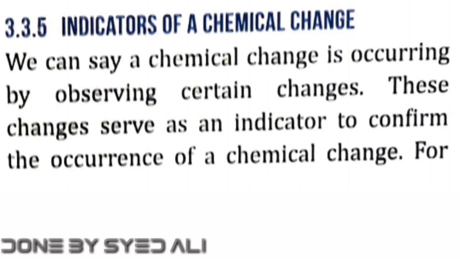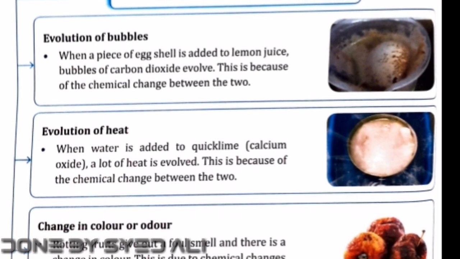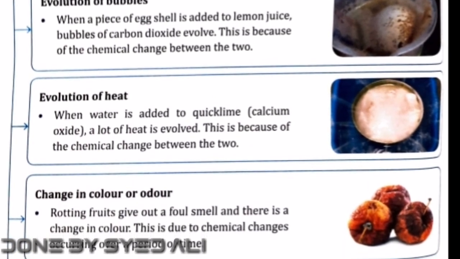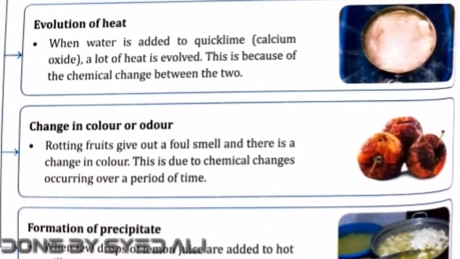Let us study indicators of a chemical change. We can say a chemical change is occurring by observing certain changes. These changes serve as an indicator to confirm the occurrence of a chemical change. For example, the bubbling of lemon juice on adding baking soda indicates that there is a chemical change occurring. Some examples are: evolution of bubbles, evolution of heat, change in color or odor, formation of precipitate.